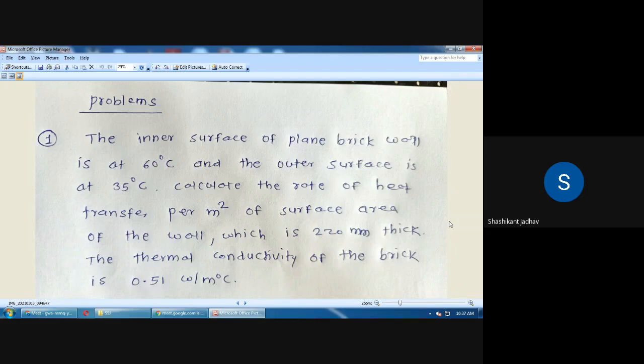Okay. So according to the values given in the problem, we have to draw the first diagram. A plain brick wall is given, so draw the diagram of the plane wall. Temperature difference is given, that means T1 is 60 degrees and T2 is 35 degrees. Then the wall thickness is given, 220 mm, and thermal conductivity is given. So in this way we have to draw the diagram according to the values. Okay. So first of all, write down the given.